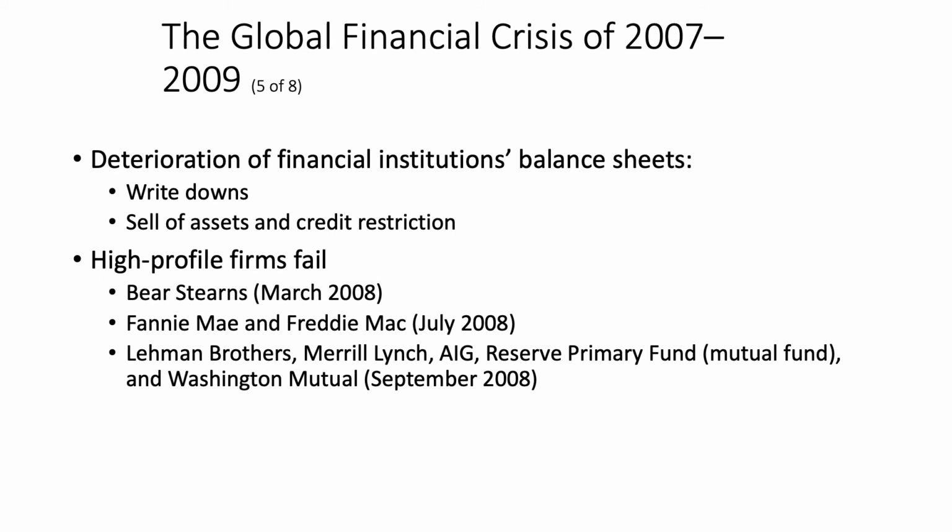This leads to, again, balance sheet effects that lead many, many high-profile, long-standing firms to collapse, such as Bear Stearns or the government entities Fannie Mae and Freddie Mac. You may also remember Lehman Brothers, Merrill Lynch, AIG, and other institutions like Washington Mutual going into collapse as well.